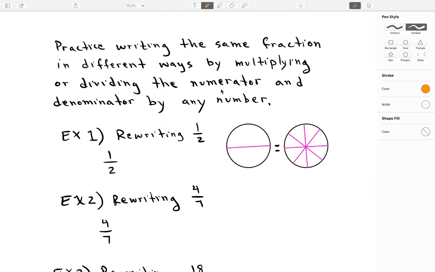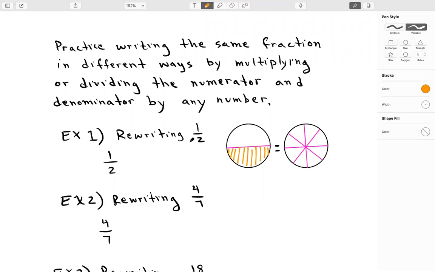any number. And I did a little bit of this in the last video, but this first example has us rewriting 1/2. Now, I want you to think about this and not overthink it. 1/2 can be represented like this, half of a pie. So if I were to color in half of this pie, that would represent 1/2. It's 1/2 of a whole.